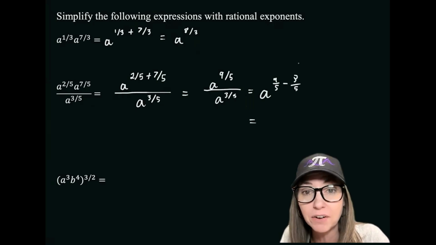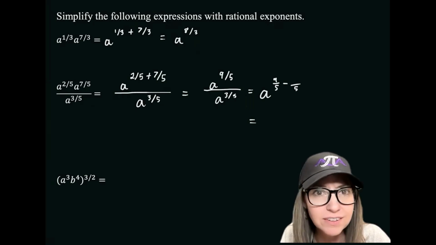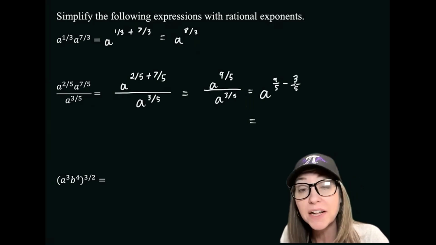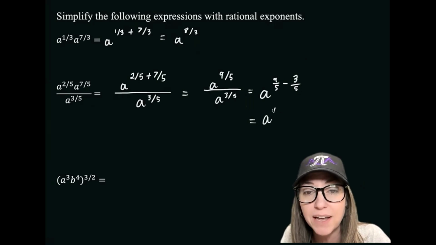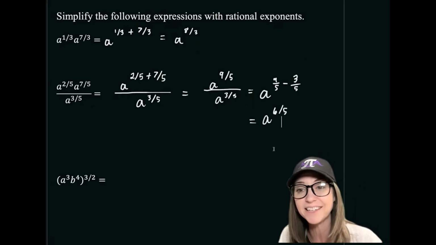Luckily, we have a common denominator already. That's supposed to say a 3. Let's clean that up. There we go. We have a common denominator, so we can go ahead and subtract those. So 9/5 minus 3/5, 9 minus 3 does make 6/5 for that example.